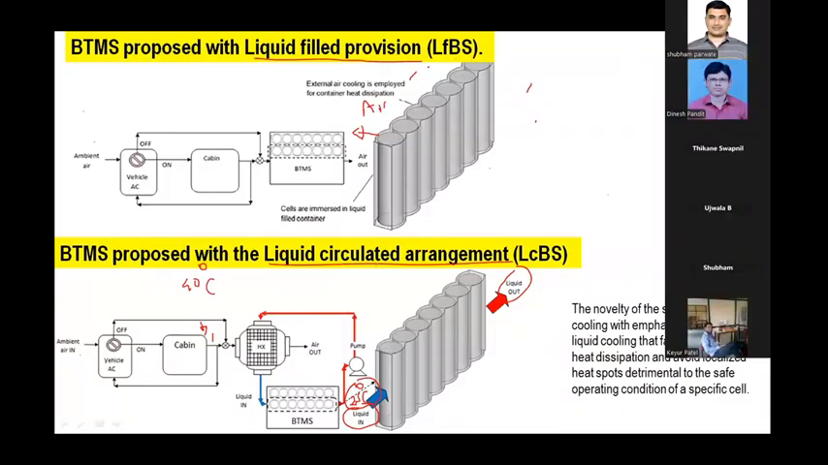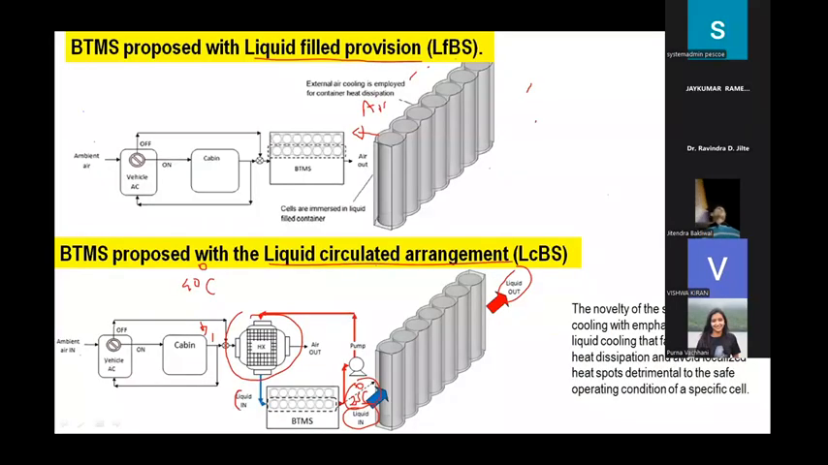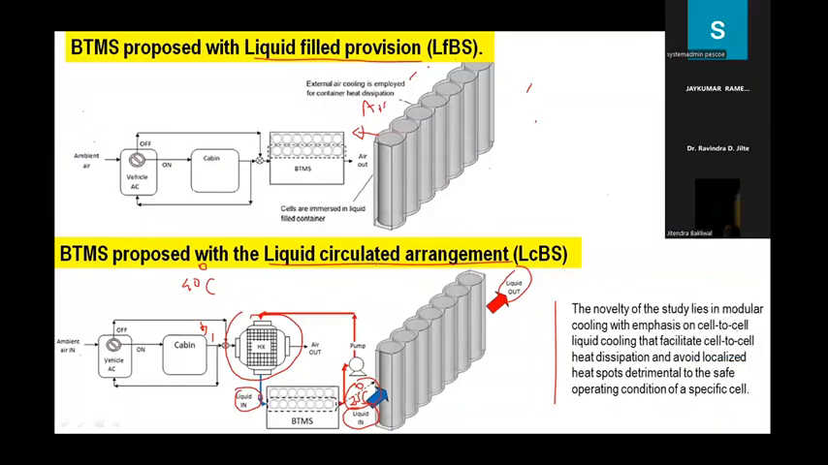So that can be utilized in heat exchangers, and we can cool down the liquid, and then that cooled liquid can be passed through the BTMS systems. This was the basic idea. So this is the novelty. The novelty of the study lies in the modular cooling with emphasis on cell-to-cell liquid cooling that facilitates cell-to-cell heat dissipation and avoids localized heat spots detrimental to the safe operating condition of a specific cell.